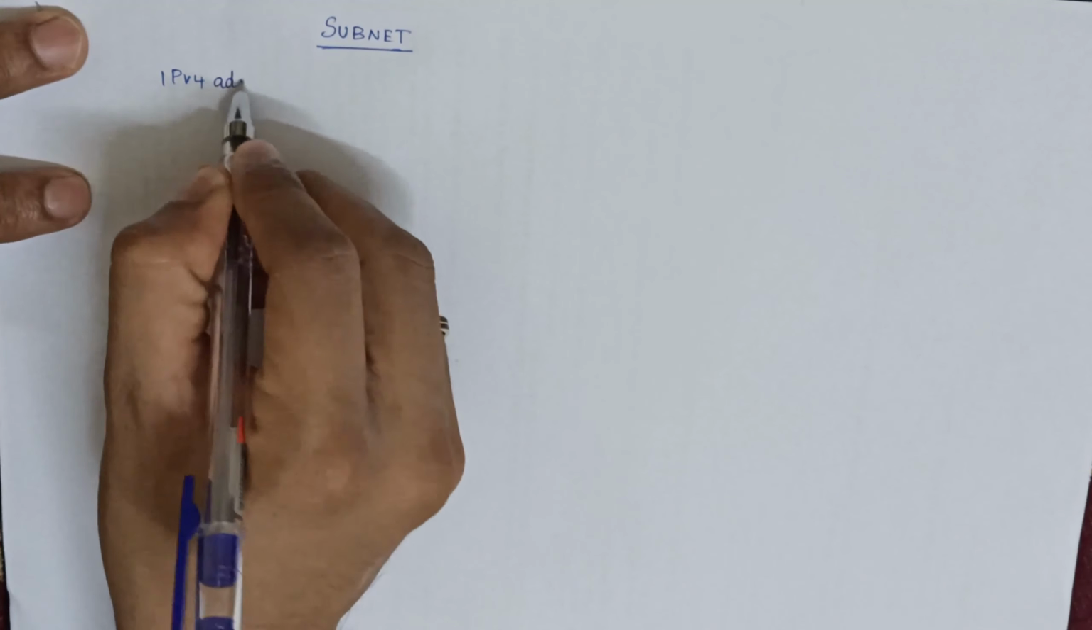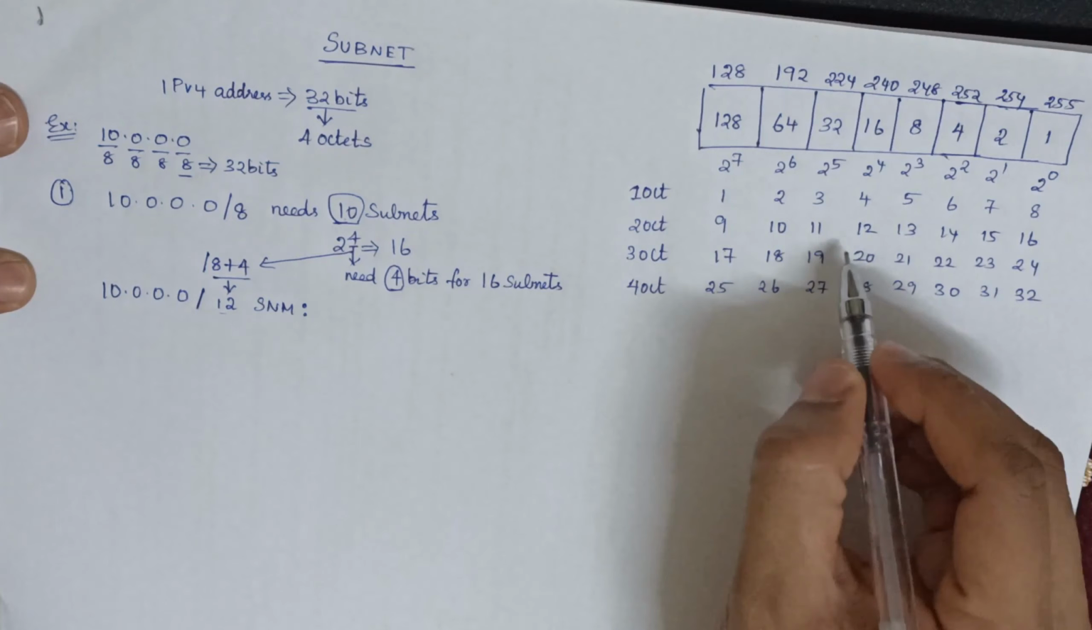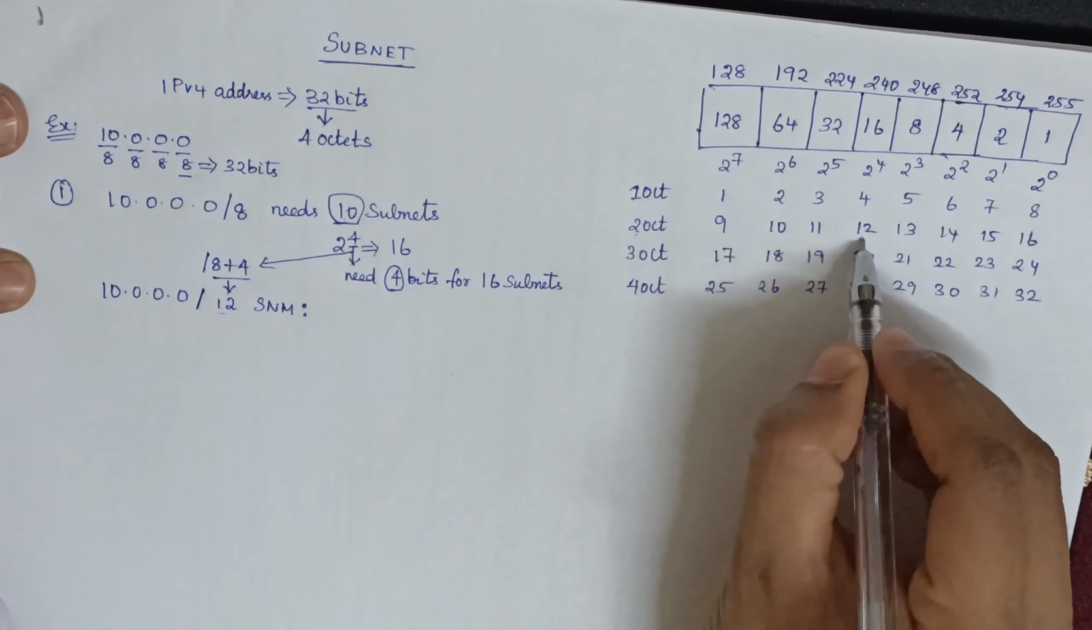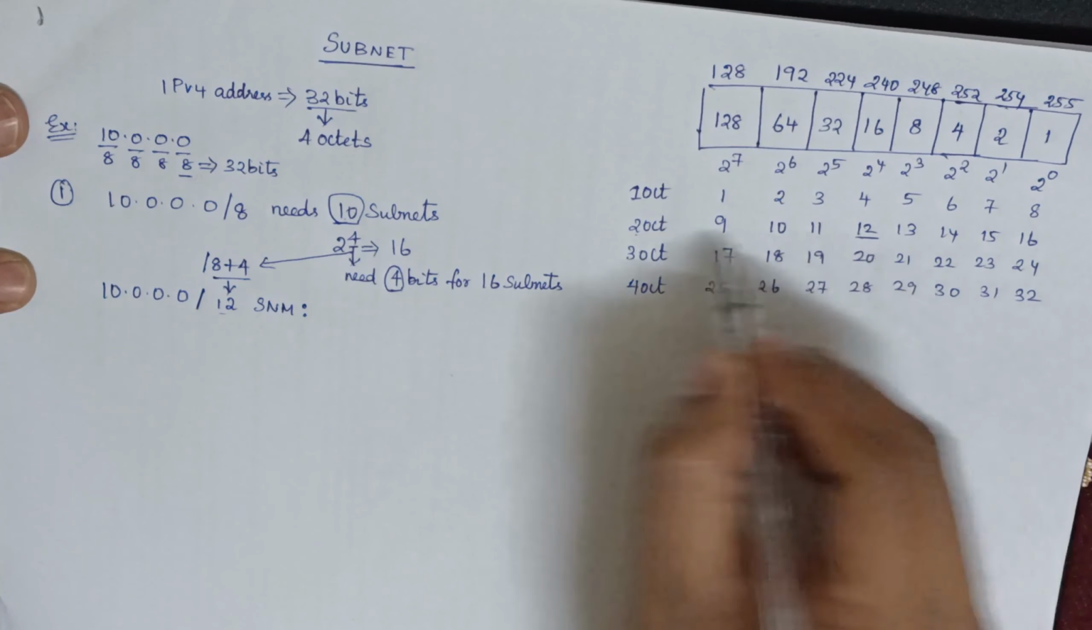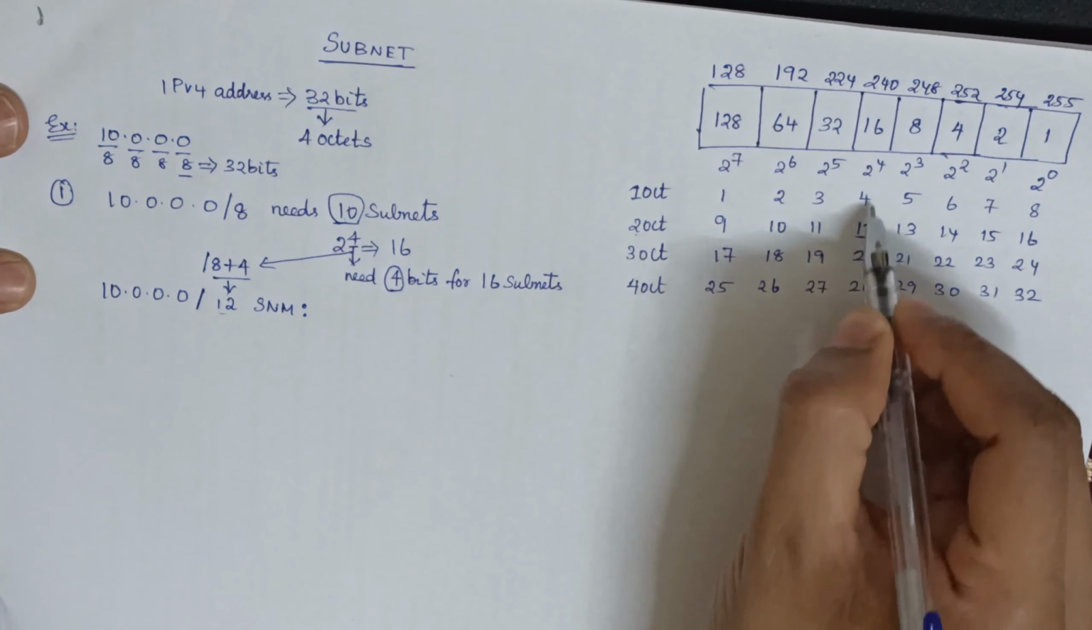So once you compute this 12, then you have to look at the chart. 12 is in which octet? Second octet. So straight to the top, 240 in the second octet. You can see the first octet is full, and 12 is in the second octet. So if you look at 12, the top value is 240, so 240 at the second position is going to be the subnet mask.